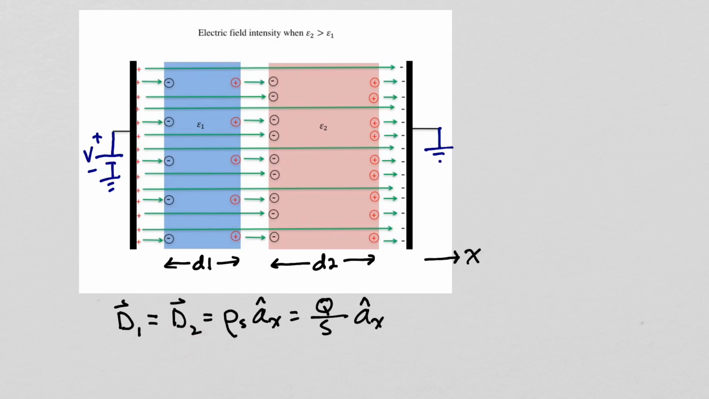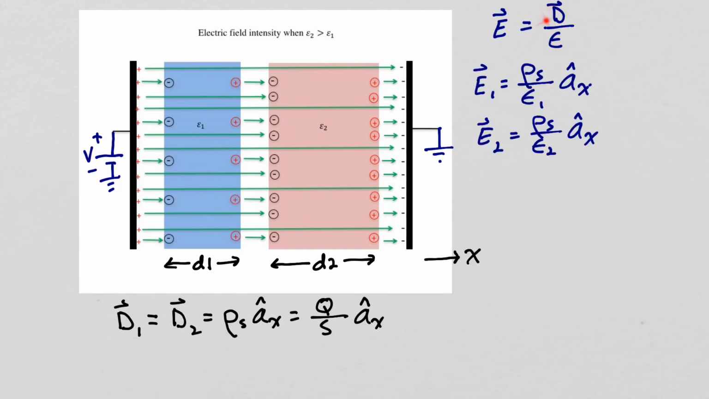So that electric flux density field is equal to the charge density on our plate, which is the total charge on our plate divided by the plate area S. We obtain the electric field intensity by dividing the electric flux density by the permittivity of the material. Since the electric flux density field is rho sub S in the x direction in both materials, we obtain the electric field intensities by dividing by the permittivities in the two materials. So the electric field intensities will be different in the two materials.